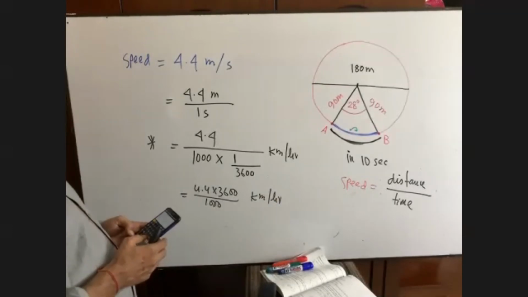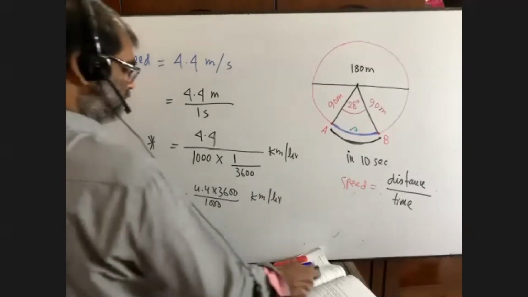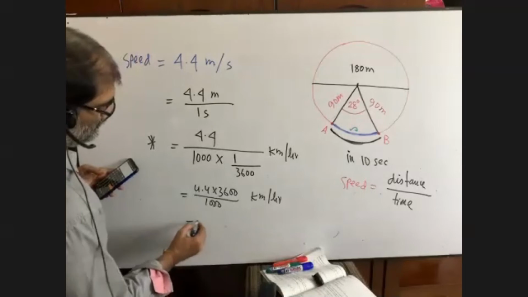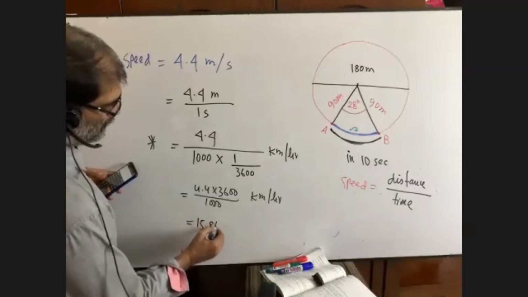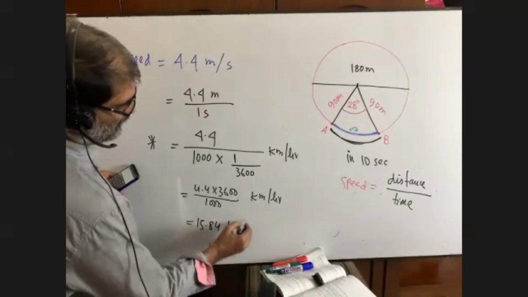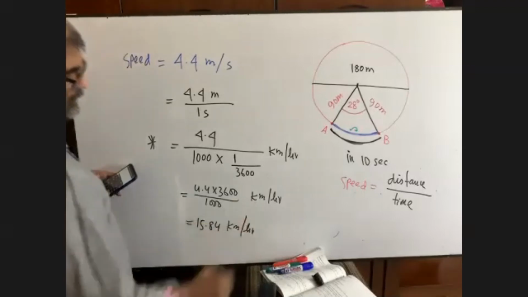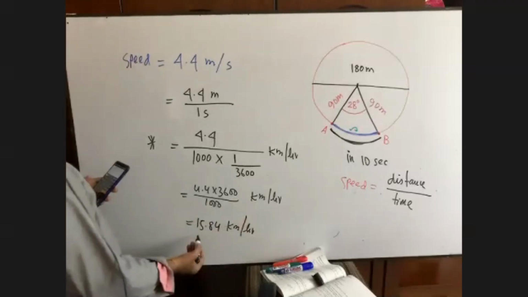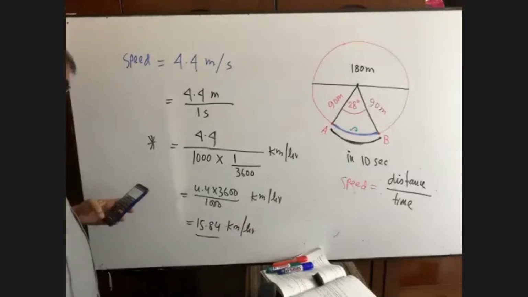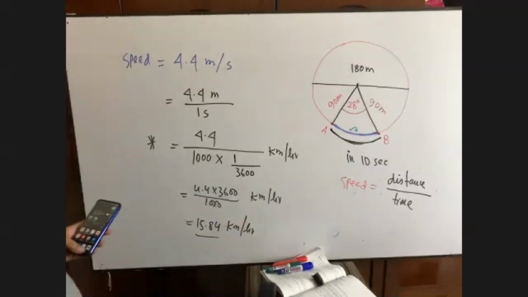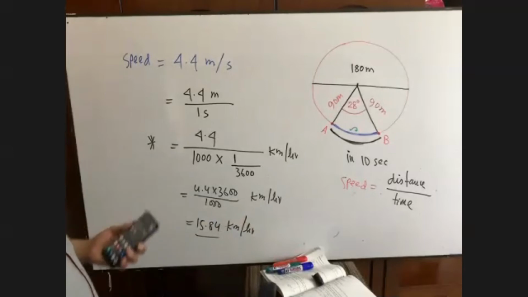$15.84. 15, yes, sir. 15.84 kilometer per hour. That is, in 1 hour, we can go about 15.84 kilometers by cycling.